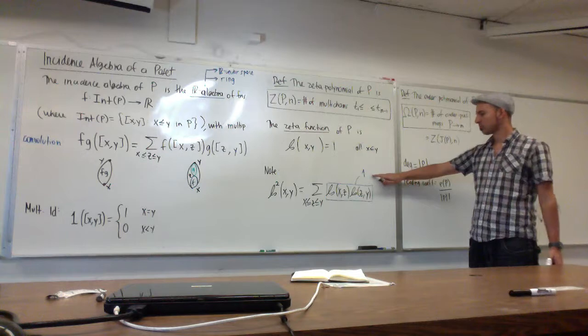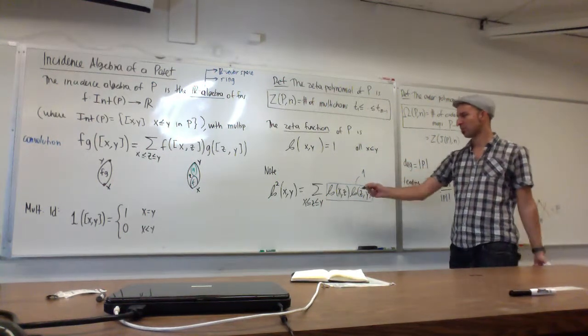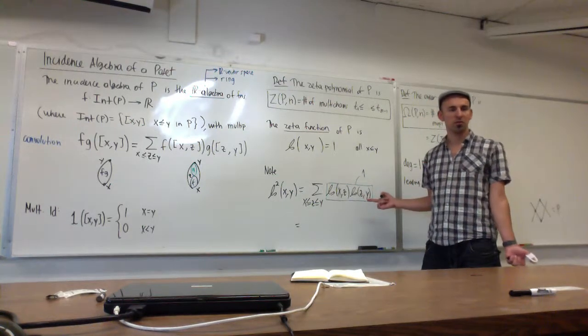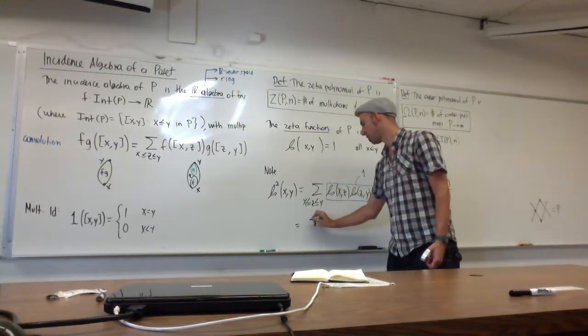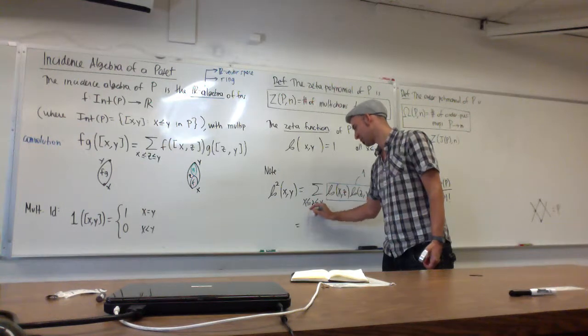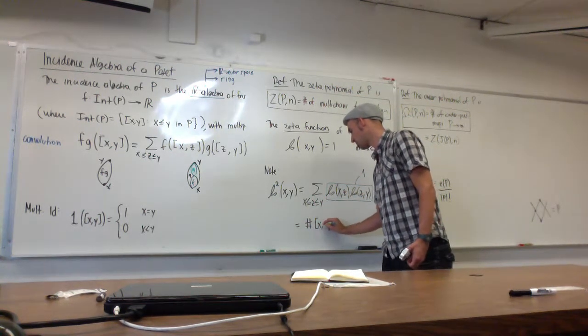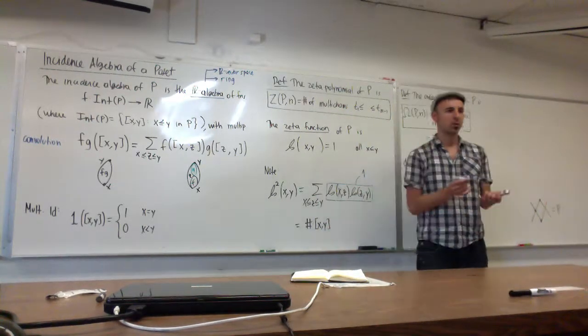So then what is this? Well, it's the sum over the z between x and y of the number 1. And so you're just taking the number 1 and adding it, the number of elements in the interval from x to y.